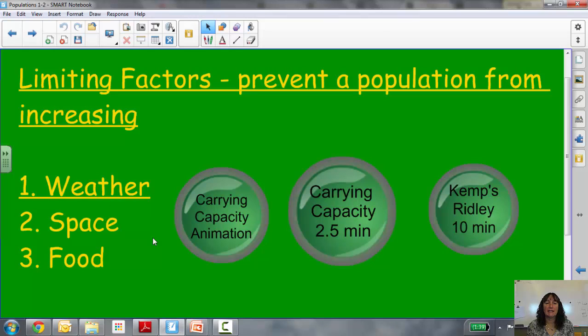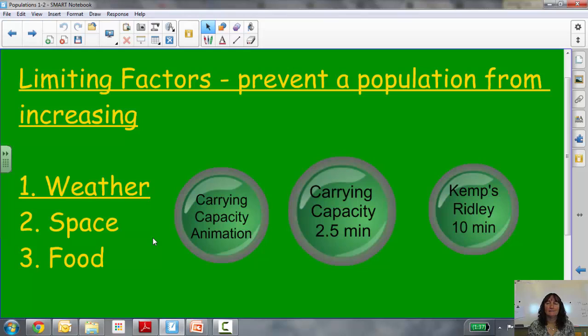So when you're talking about animals, the weather, if we have a really hard winter, let's say with our deer in the area, if we have a lot of snow and it's very cold, that's going to affect that deer population. They're probably going to get sick more often because of the cold weather. They won't be able to find food as easily because of the deep snow. So that will limit how many deer can actually survive.